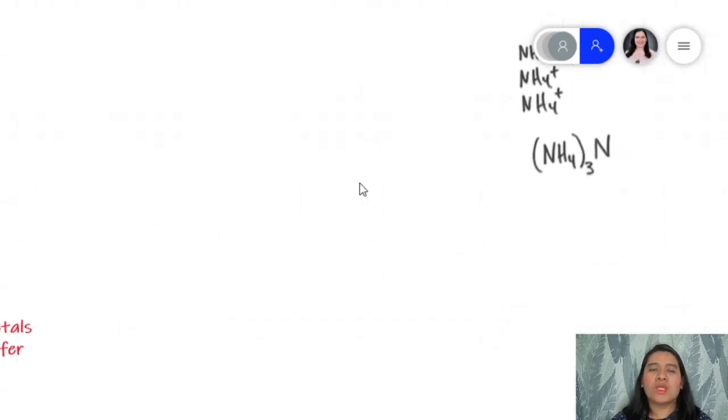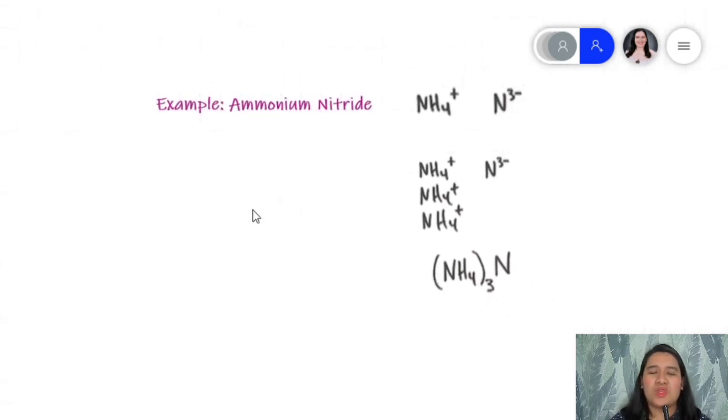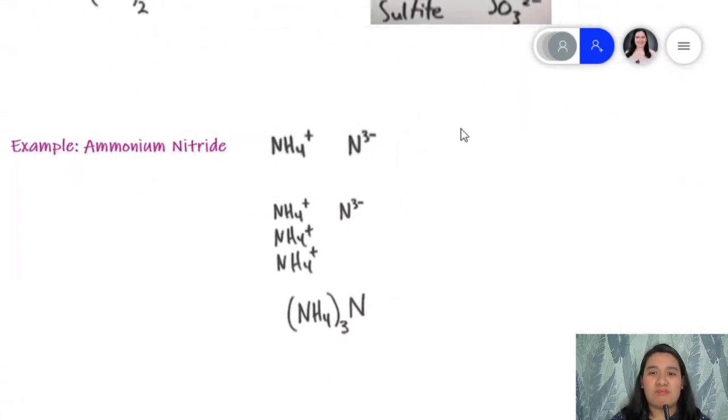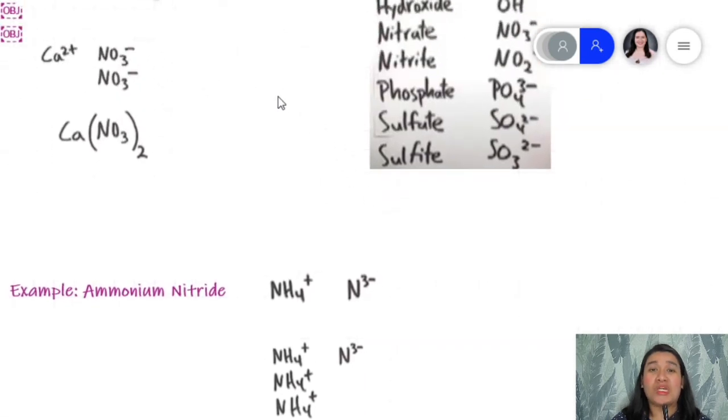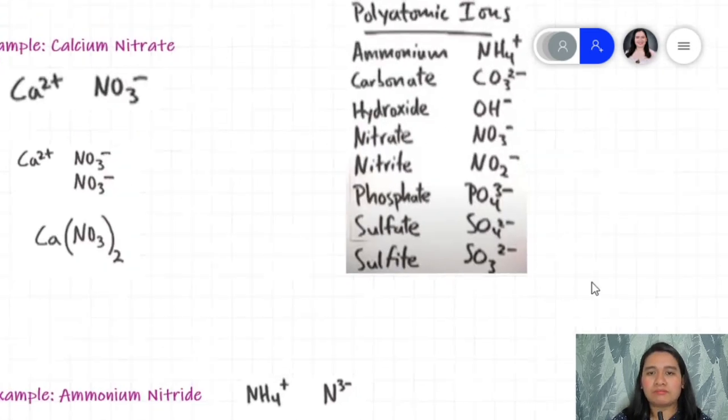In writing ionic formulas, you can also do the cross. As you will notice, you do crossing as well. I only discussed with you the step by step in order for you to really understand how to write and name ionic compounds.